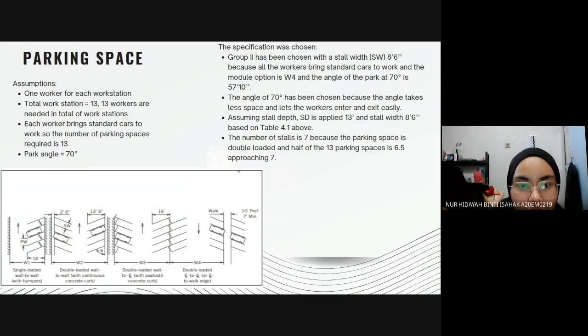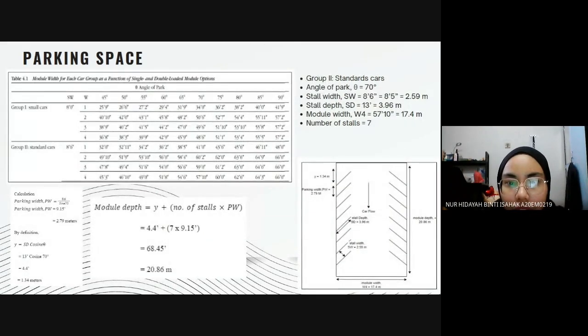This angle allows for efficient use of space, easier parking maneuvers, compared to a 90-degree or parallel parking setup. Next, based on 4.1, the information for a standard car, and the 70-degree angle, we get 57 feet 10 inches.